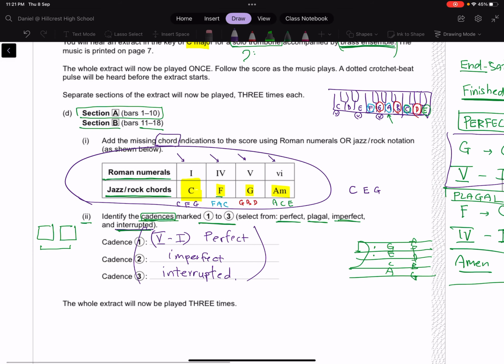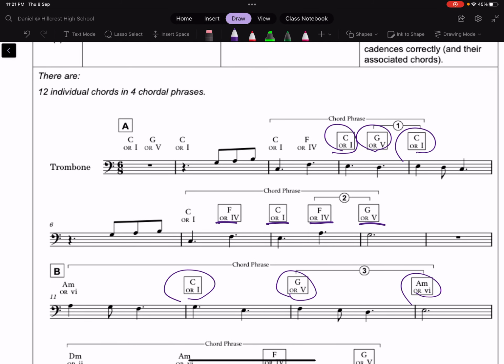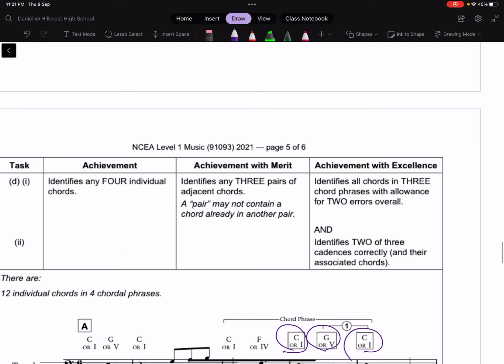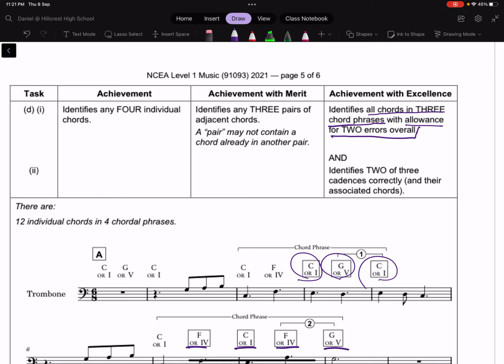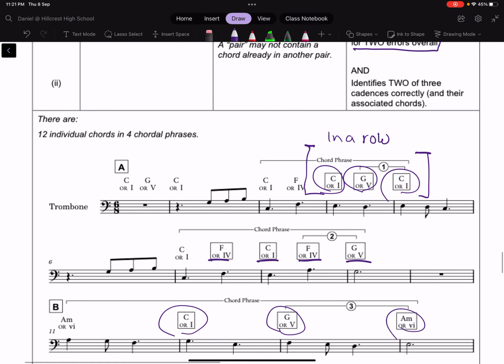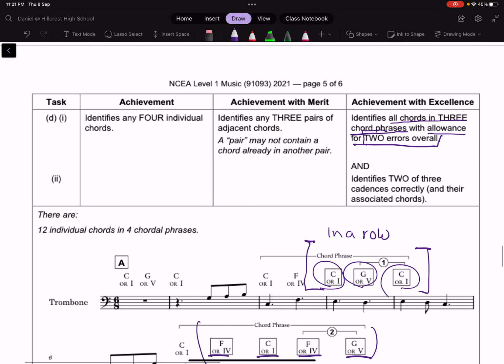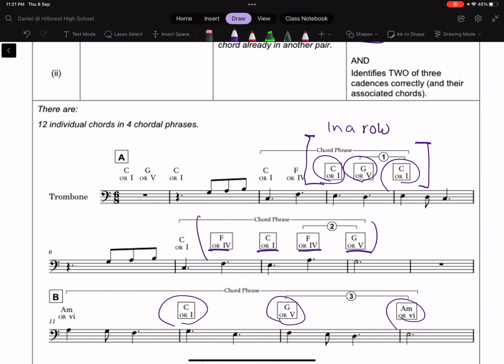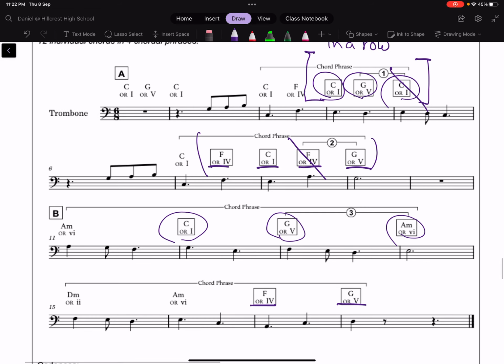Okay, so let's have a look at the marking schedule. To get an excellence, identify all chords in 3 chord phrases with allowance for 2 errors overall. So you need to get 3 chord phrases. So where are the chord phrases? So that's a chord phrase. 3 chords in a row. You've got another chord phrase. It's a 4 in a row there. How many errors are you allowed to make? 2 errors overall. So if you didn't get this one right and that one right, you can still get an excellence. There's another chord phrase.